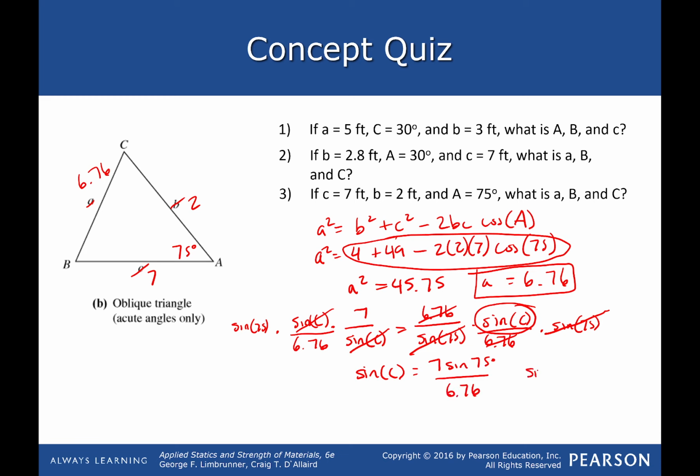And so I plug it in, shift or second sine to get sine inverse of that value. And so C is equal to, let's find out, 7 times sine of 75 divided by 6.76.